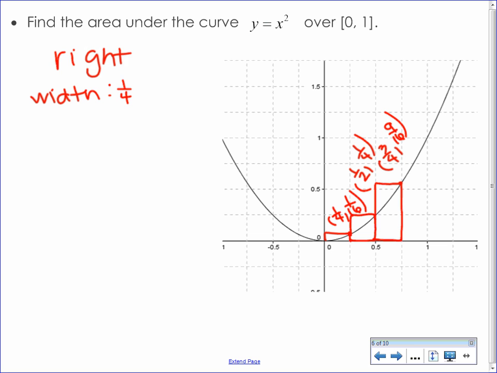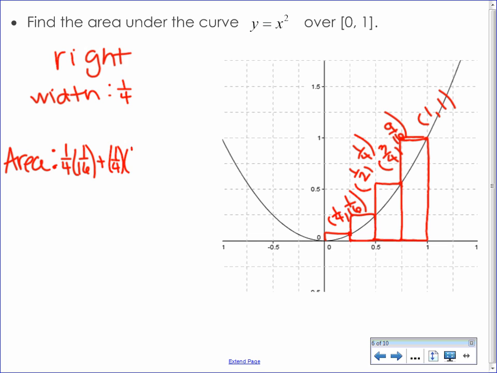Okay, and between 3/4 and 1, we make the right side sit on the curve. 1, 1. So our area: this rectangle is 1/4 by 1/16. This second rectangle is 1/4 by 1/4. This third rectangle is 1/4 by 9/16. And our last rectangle is 1/4 by 1.